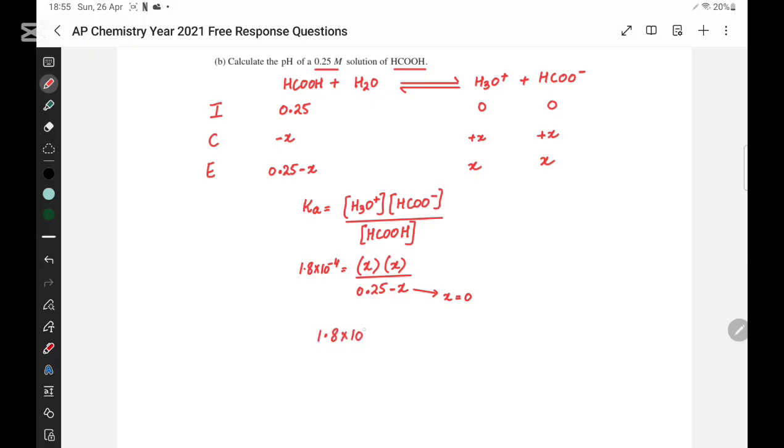So 1.8 times 10 to the power minus 4 is equal to X squared over 0.25, and that would become X squared equal to 0.000045. Taking the square root on both sides, the answer comes out to be 0.0067 molar.